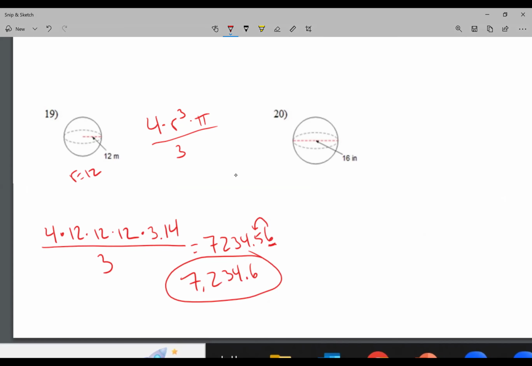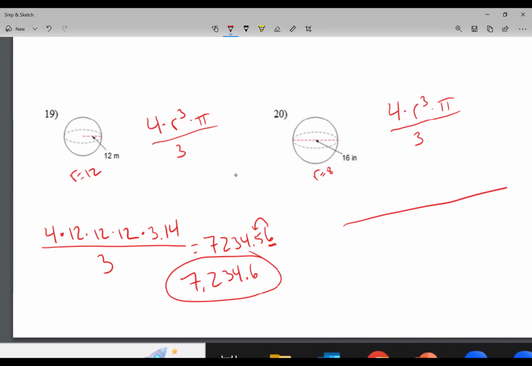Good. Let's take a look at number 20. The diameter is 16. That means that the radius is 8, because it's the half of 16. And I know the formula is going to be 4 times radius cubed times pi, all of this divided by 3. So I'm going to type it on the big fraction. On the top of my fraction, I'm going to have 4 times 8 times 8 times 8 times 3.14, and all of this divided by 3.